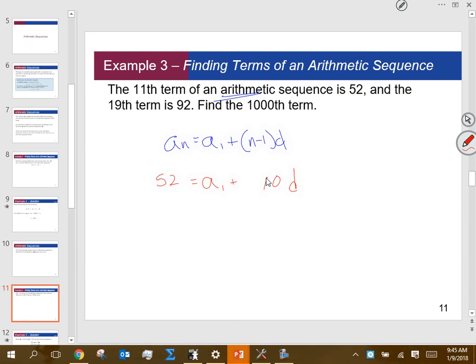So now I want to do the exact same thing for the 19th term. All right, and I always write it this way. A sub 19 is equal to A sub 1 plus now n minus 1. Well, what is n on the 19th term? 19. 19 minus 1 would be 18, right? So 18d. But the 19th term, that thing right there, can be replaced with what? 92.